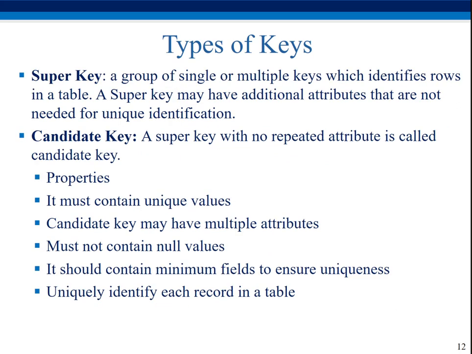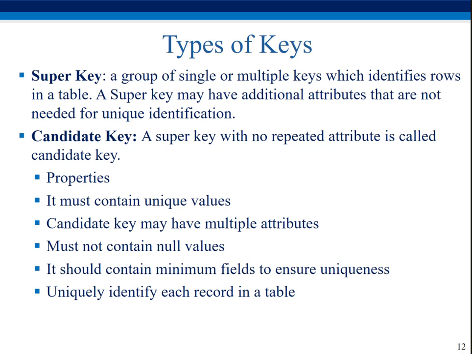So then I have a super key. We're not going to be dealing too much with super keys and candidates. We're going to be dealing primarily with primary keys, foreign keys, and alternate keys. And again, a super key is just a group, and this is a definition of single or multiple keys, which identifies rows in a table. But remember, the super key may have additional attributes that are not needed for the unique identification.